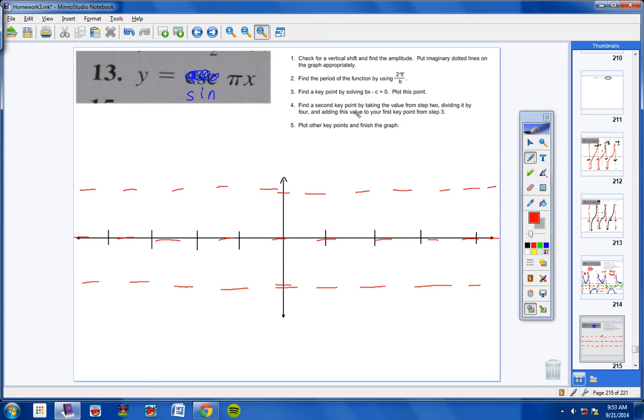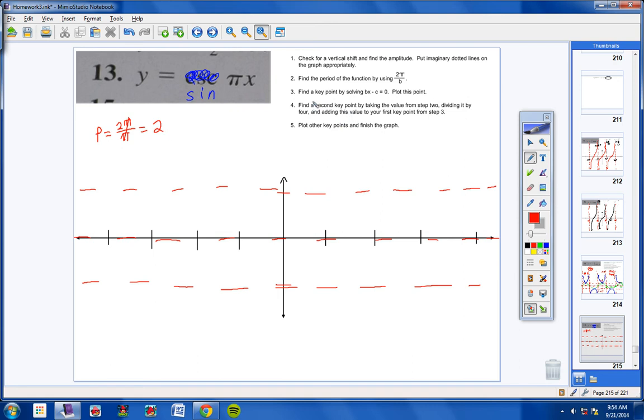Now, number 2, find the period of the function. Okay, so here we go. 2 pi over b. Now, b is always your multiple, or your coefficient of the x. So 2 pi over, and what's the coefficient of the x? Pi. So 2 pi over pi, so your pi's cancel, and your period equals 2. So this is going to be one of these problems where the period is not in terms of pi, it's just in terms of numbers. Okay, so we're going to have to be really careful on this. So your period is 2 radians.